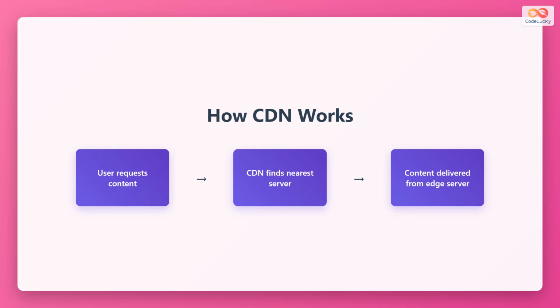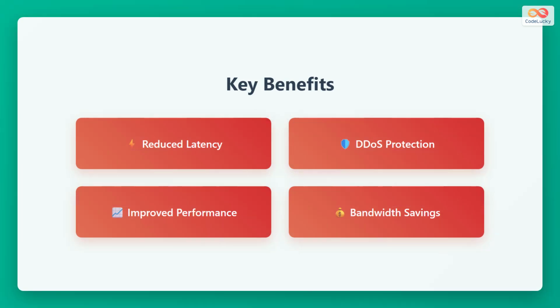Here's how a content delivery network works. First, a user requests content. Then, the content delivery network finds the nearest server to that user. Finally, the content is delivered from that edge server. The key benefits of using a content delivery network are reduced latency, distributed denial of service or DDoS protection, improved performance, and bandwidth savings.